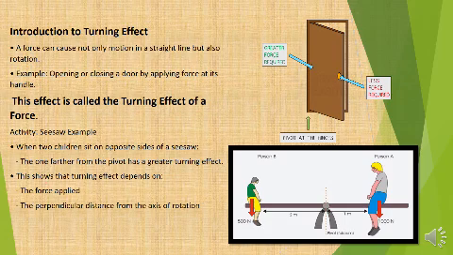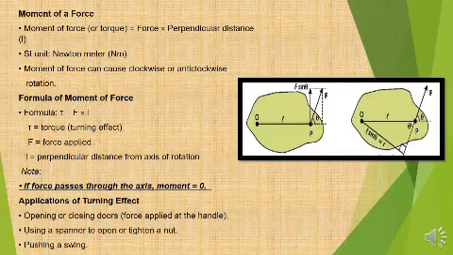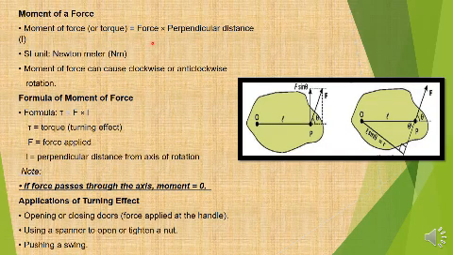Moment of force is equal to the force into perpendicular distance. In SI units, its unit is Newton meter. The moment of force can cause clockwise or anti-clockwise rotation, and its formula is tau equals F into L, where tau is torque, the turning effect or moment, F is the applied force, and L is the perpendicular distance from the axis of rotation.